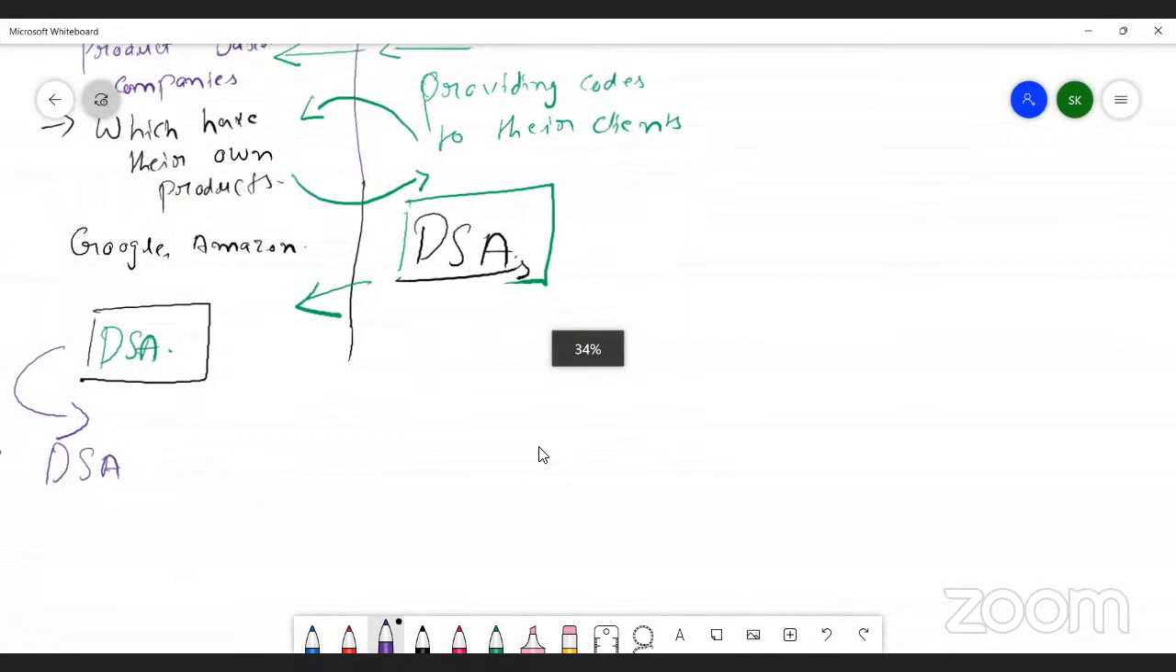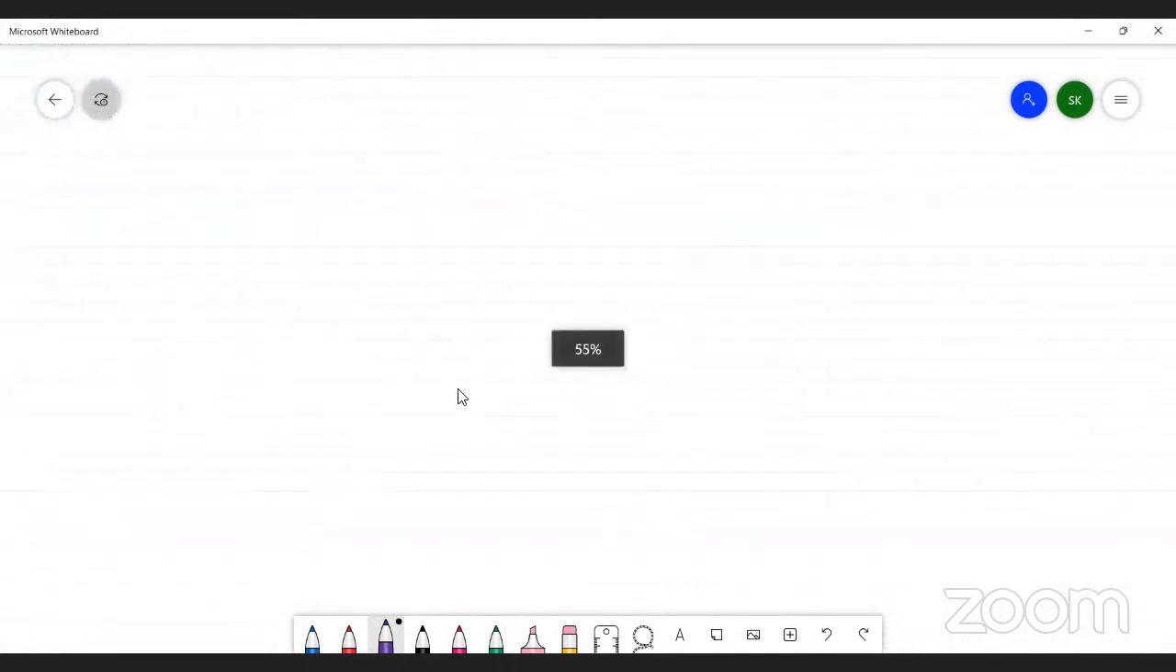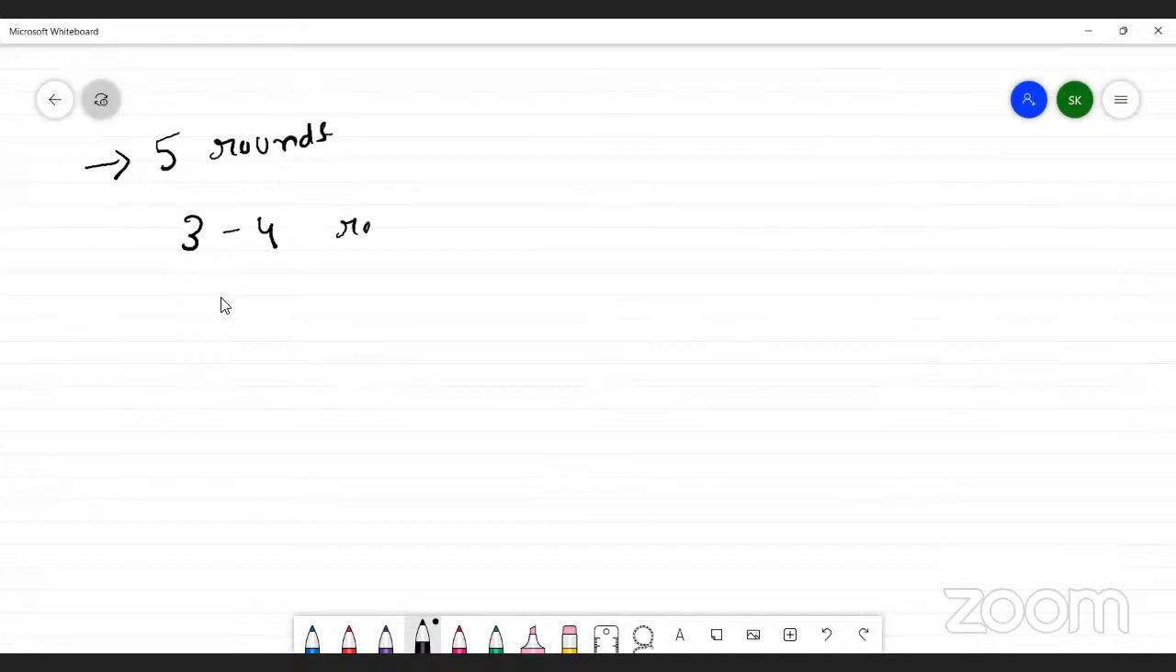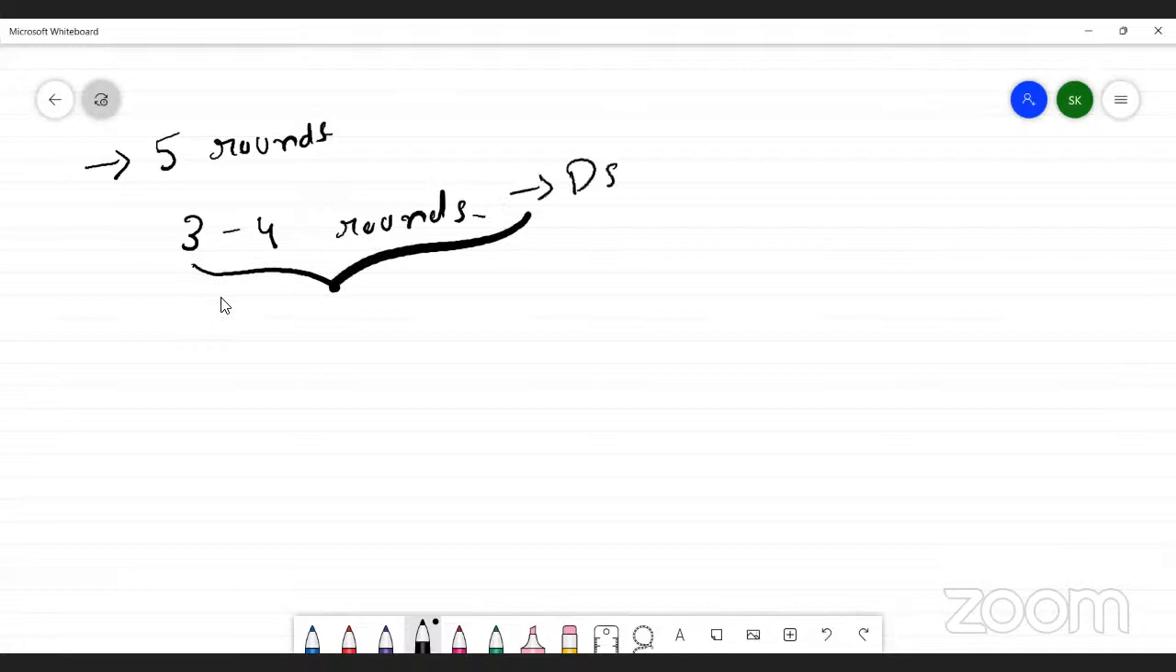Considering the recent examples, not only naming what is FANG, what is Amazon, let's see why I am giving the impact on these companies. Amazon conducts almost 5 rounds of interviews, out of which the initial 3 to 4 rounds, if you are a fresher, let me tell you, for experienced candidates it can be a little different, but right now I'm talking about freshers, they conduct purely on DSA.